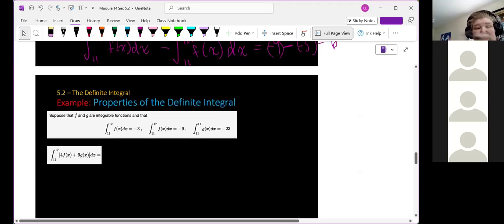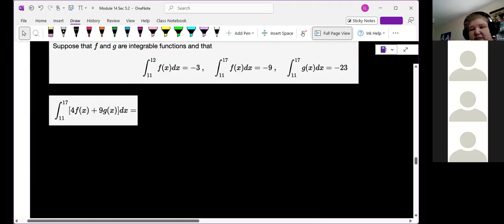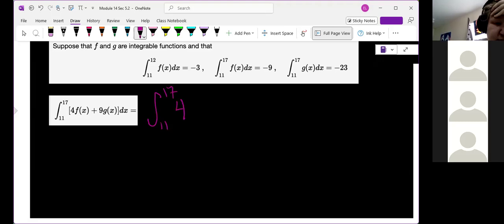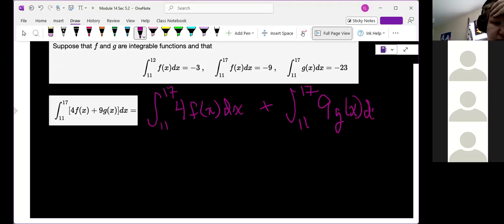All right, now we've got two different functions in there, but my integral does break across addition and allows constants to be pulled out. So I'm first going to split it across the addition, and now I'll move the constants out.